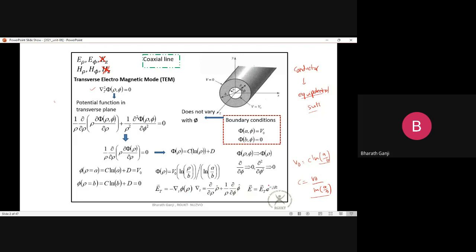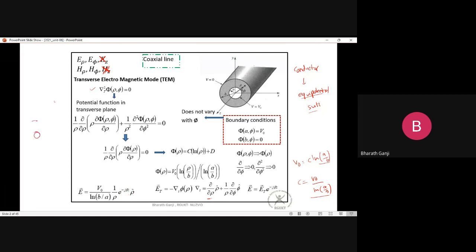If you want to write the complete electric field, you simply take whatever electric component you have and multiply it with e power minus j beta z, and then you get the complete format of the wave. So if you take the derivative with respect to rho, and you put a minus sign before, you end up with an answer like this. You get V naught divided by ln of a times 1 by rho times e power minus j beta z times rho cap. So you can see what the electric field is.